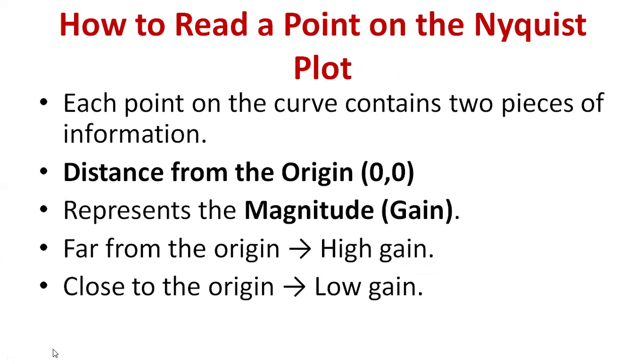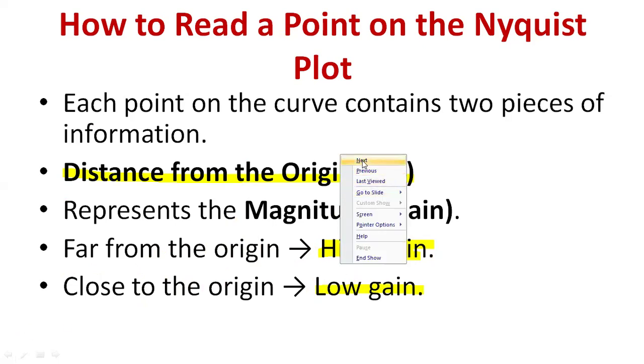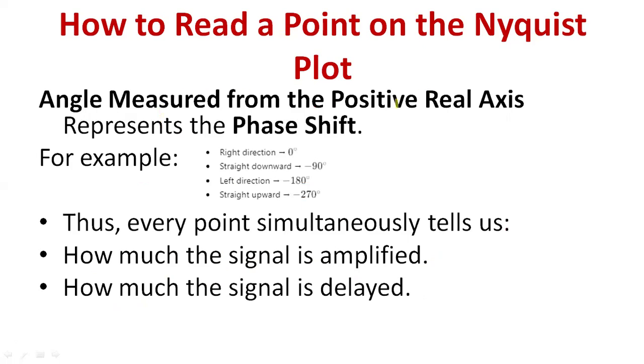Yes, how to read a point on the Nyquist plot. Each point on the curve contains two pieces of information. The first part is the distance from the origin. We always mark the origin as 0, 0. How far the point is from the origin gives the gain. If the magnitude goes far away from the origin, we call it high gain. If the magnitude or gain is very close to the origin, we call it low gain. So we can determine whether the magnitude is high gain or low gain based upon the distance from the origin. The second is the angle measured from the positive real axis.